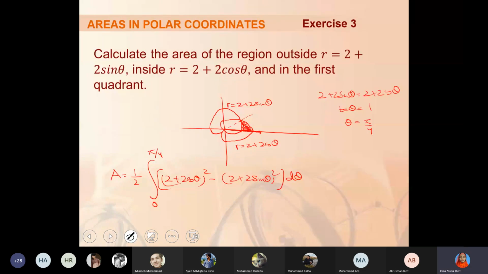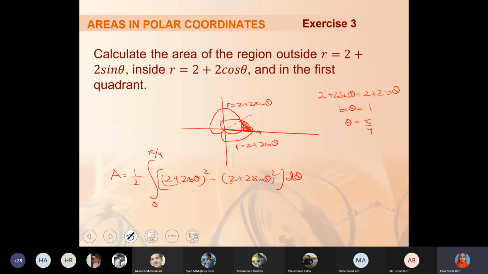This is how you will find the area of the required region. First, draw. Then find the points of intersection, and shade the required region. Then find the limits of integration and then integrate. Use the formula to integrate.